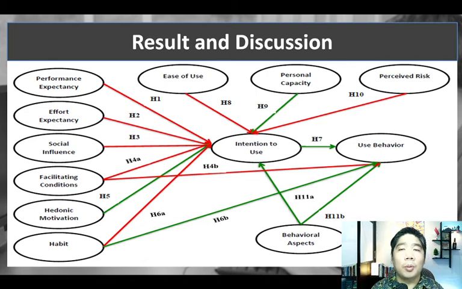Okay, now we are talking about hypothesis 6b, from habit to use behavior. The habit factor has a significant effect on the use behavior. This is due to the frequency of use of the cashback program on mobile payment, making users better understand the details in the use of the cashback program on mobile payment itself.